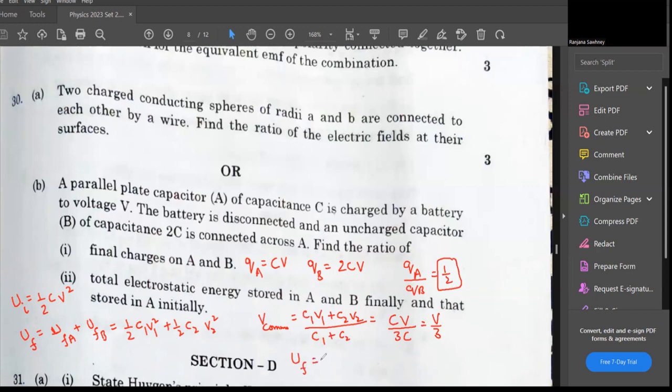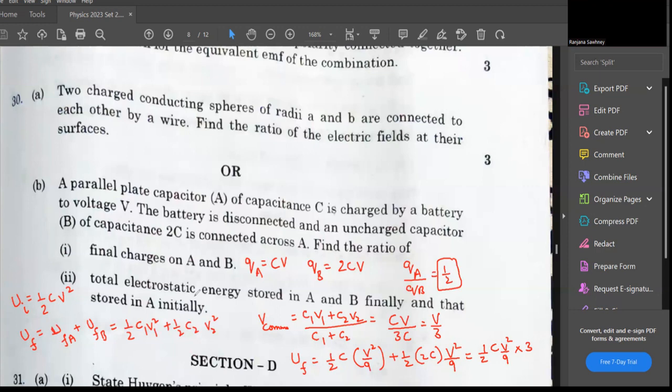So the final energy stored will be equal to half C1, here C, times V1 square, V square upon 9, plus half C2, C2 here is 2C, again V2 is V square upon 9. On simplifying, we get half CV square upon 9. You can take it common: 1 plus 2, that is 3. So we get half CV square upon 9 into 3, so half CV square upon 3.